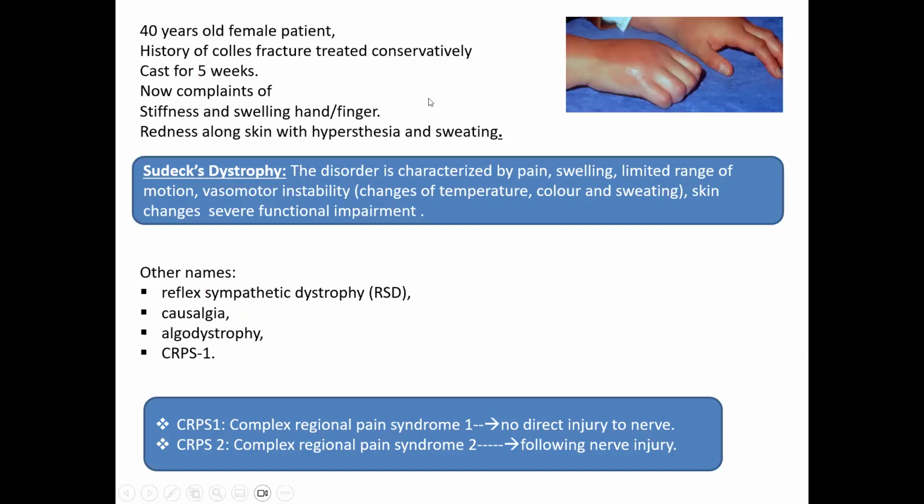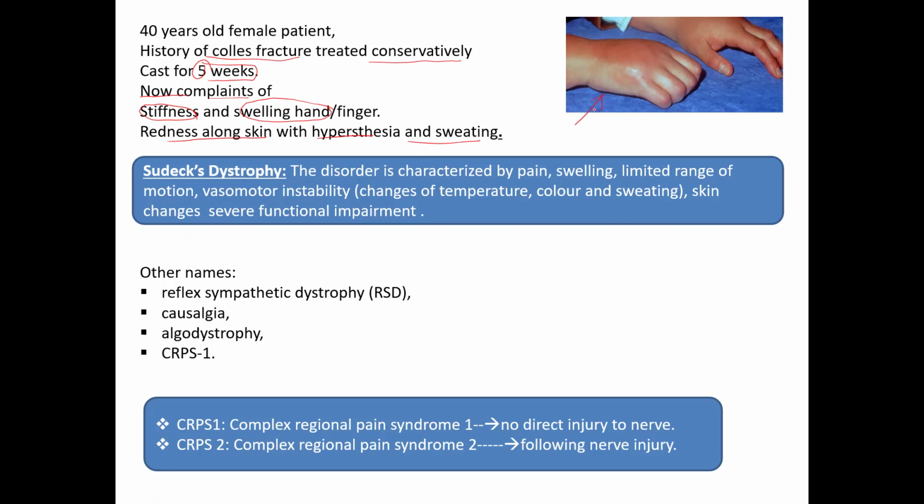So to start with, I have a 40-year-old male patient who has a history of Colles fracture, and the patient was treated conservatively by application of a cast for 5 weeks. So nobody operated and the patient was just managed conservatively. But after removal of the cast after 5 weeks, the patient has stiffness in the fingers, wrist, and hand, and also swelling around the fingers, along with redness of the skin, hyperesthesia, and sweating. So this is the clinical picture.